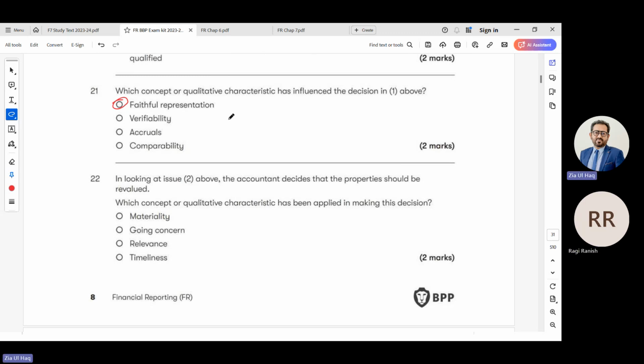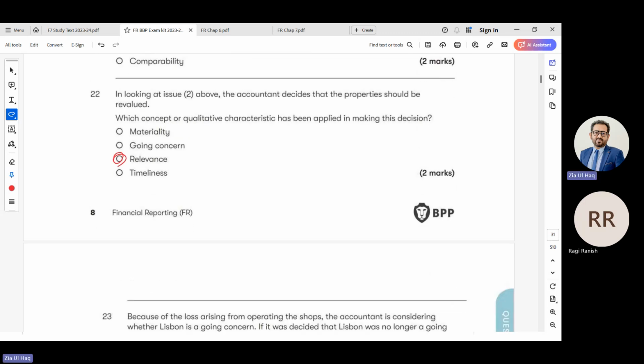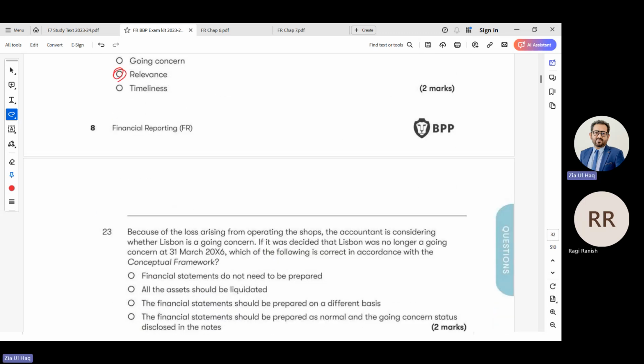What was relevance? There are two concepts we studied in relevance: materiality and confirmatory value. Confirmatory value means the financial statements should be prepared as per accounting records. As per accounting records, there is a loss. Exactly.